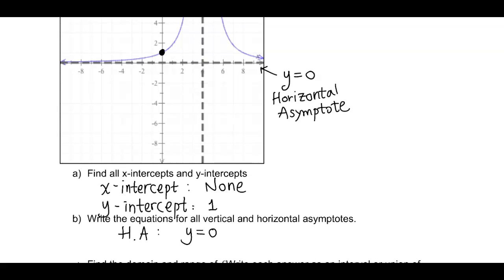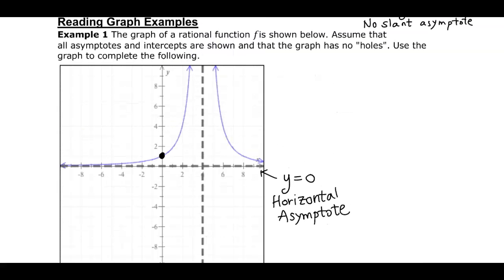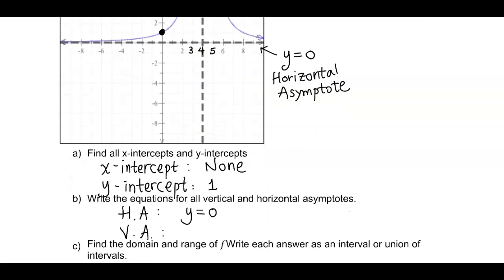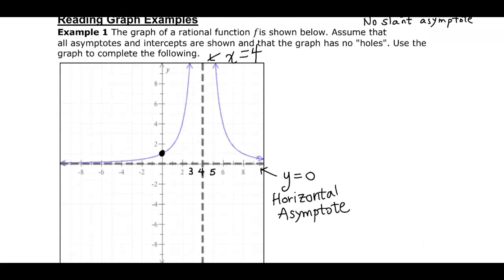How about that vertical line? What about that vertical asymptote? We have a vertical line at, this is 2, this is 3, 4, 5. So this must be x equals 4. So we have a vertical asymptote at x equals 4, and there's no other dotted line, so that is it.